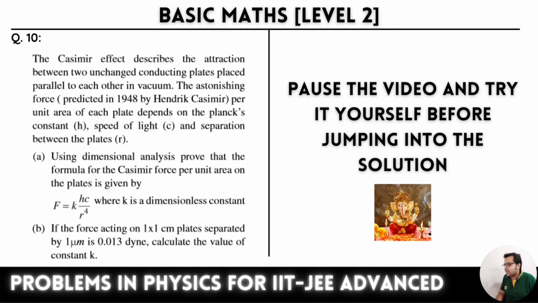If the force acting on a 1 cross 1 centimeter plate separated by 1 micrometer is 0.013 dyne, calculate the value of constant k. Once you have the formula, you just put the values in the formula, you get the value of k. So this is, I think, an easy problem, because we have done lots of problems like this. So I think now you can crack this problem. Please pause the video and try it yourself before jumping into the solution.